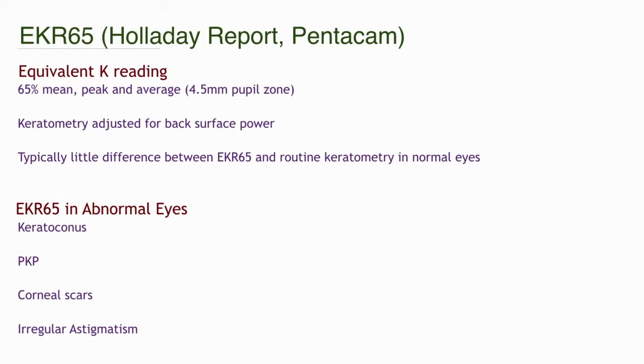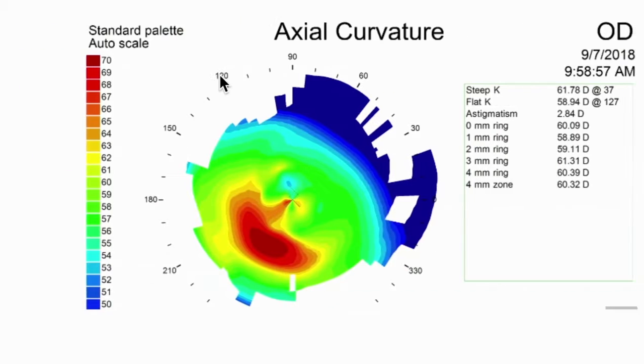Finally, today I want to talk about the EKR65. This is actually a very important but overlooked value here. You get it on the Pentacam from the Holladay report, and it gives you the 65% mean, both peak and average. At the 4.5 millimeter pupil zone as a standard, you can choose a smaller pupil zone if your patient does have that. It's adjusting keratometry for the back surface, and in normal eyes, the EKR65 is very similar to what your normal keratometry will be, but for keratoconus, PK, corneal scars, irregular astigmatism, I believe the EKR65 is better.